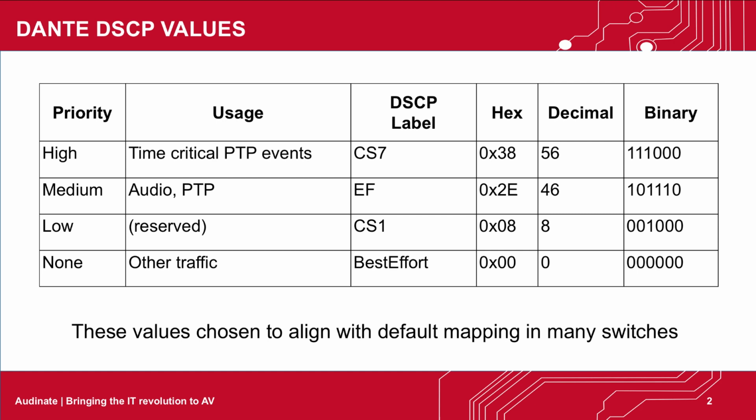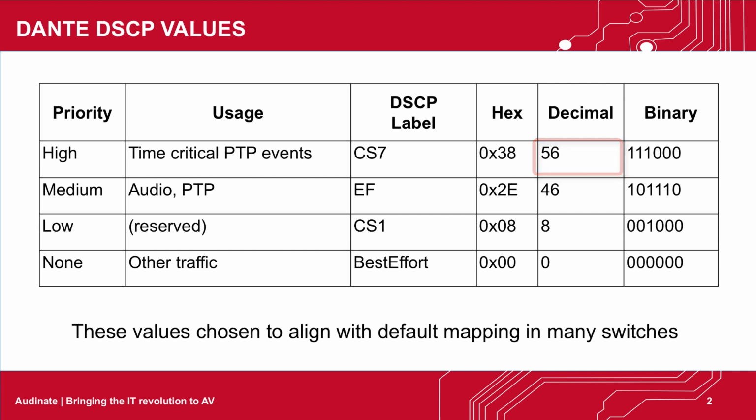Here you have the diffserv code points that Dante uses. Note that diffserv code point also refers to DSCP. These were chosen since they map to default numbers in most cases. Dante uses 56 in decimal for PTP.